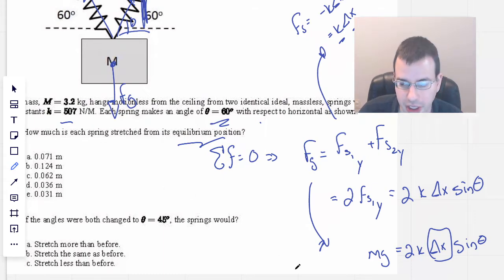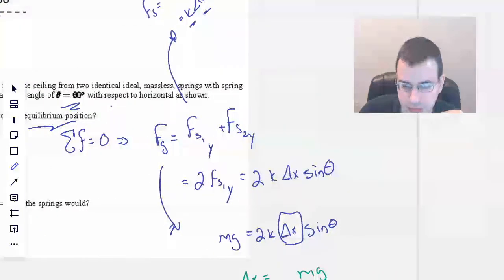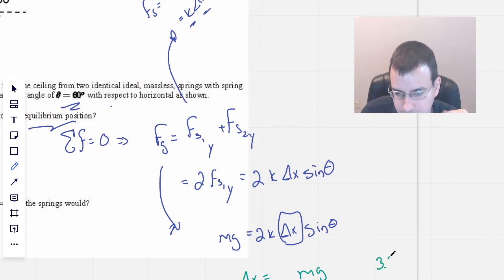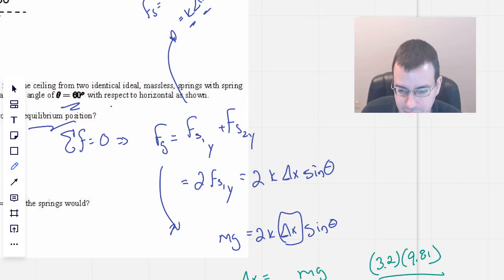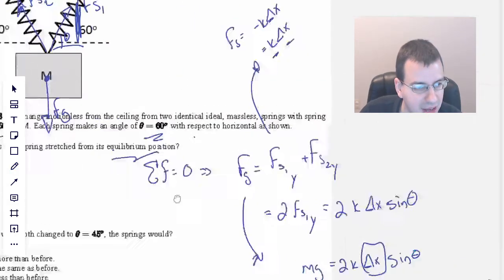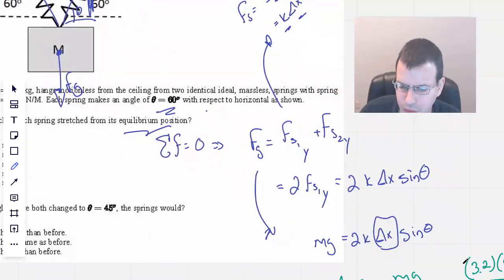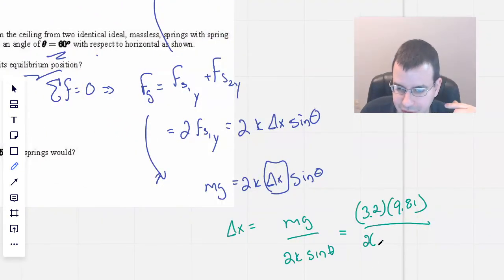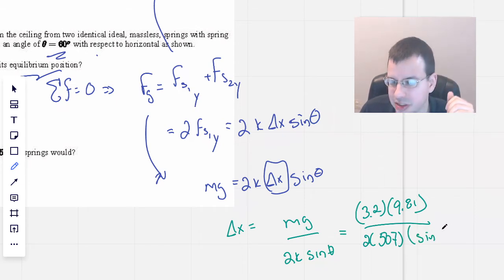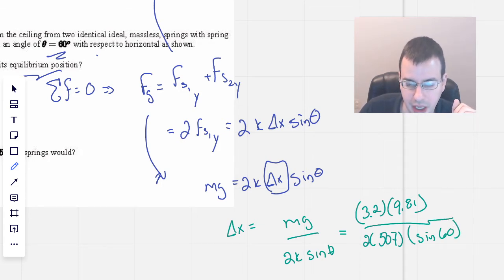So we have the mass, which is 3.2, so 3.2 times 9.81 for gravity, over 2 times k, which is 507, times the sine of 60, which is about 0.86. That should give us an answer.